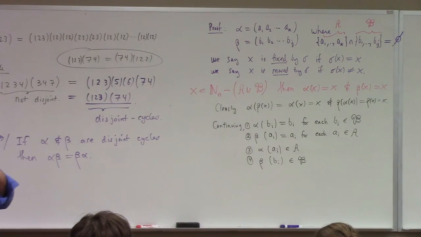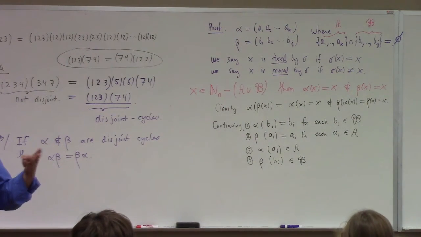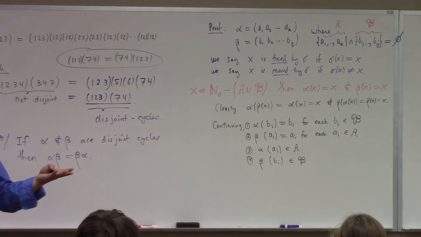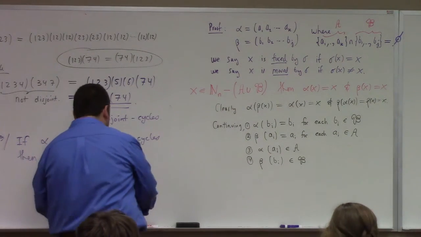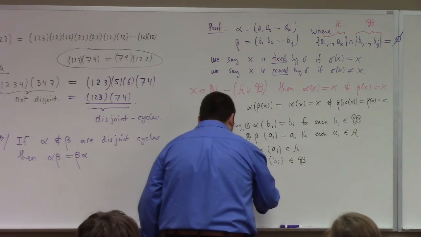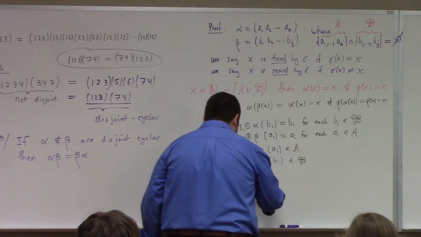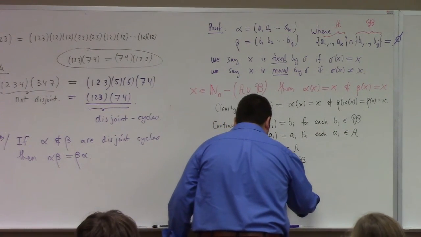So now we have everything out in front of us. We have the notation set. We can compare alpha of beta versus beta of alpha on the sets A and B. First, let's look at the points in A. What happens? If we have alpha of beta of a sub i, that's equal to alpha of a sub i.